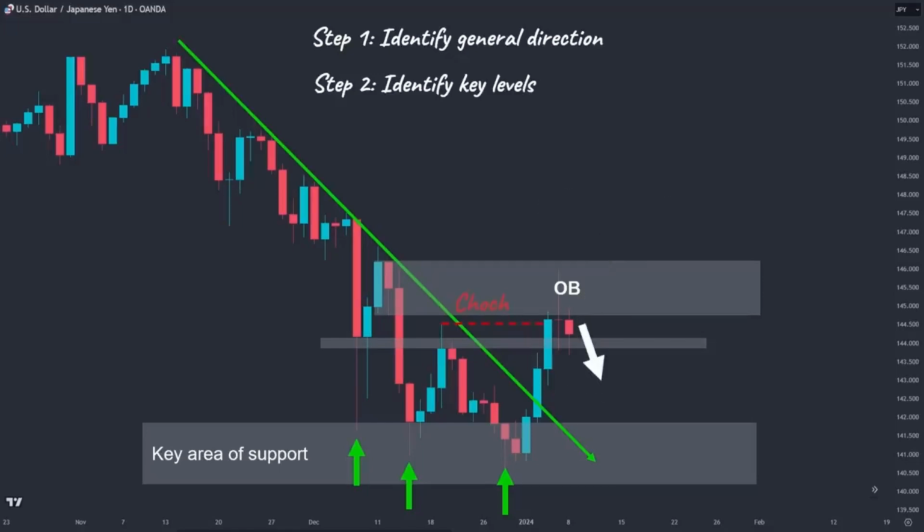On the contrary, if the price breaks below this demand zone, it shows that the sellers have taken control and we can look for short entries until the price reaches this demand area.